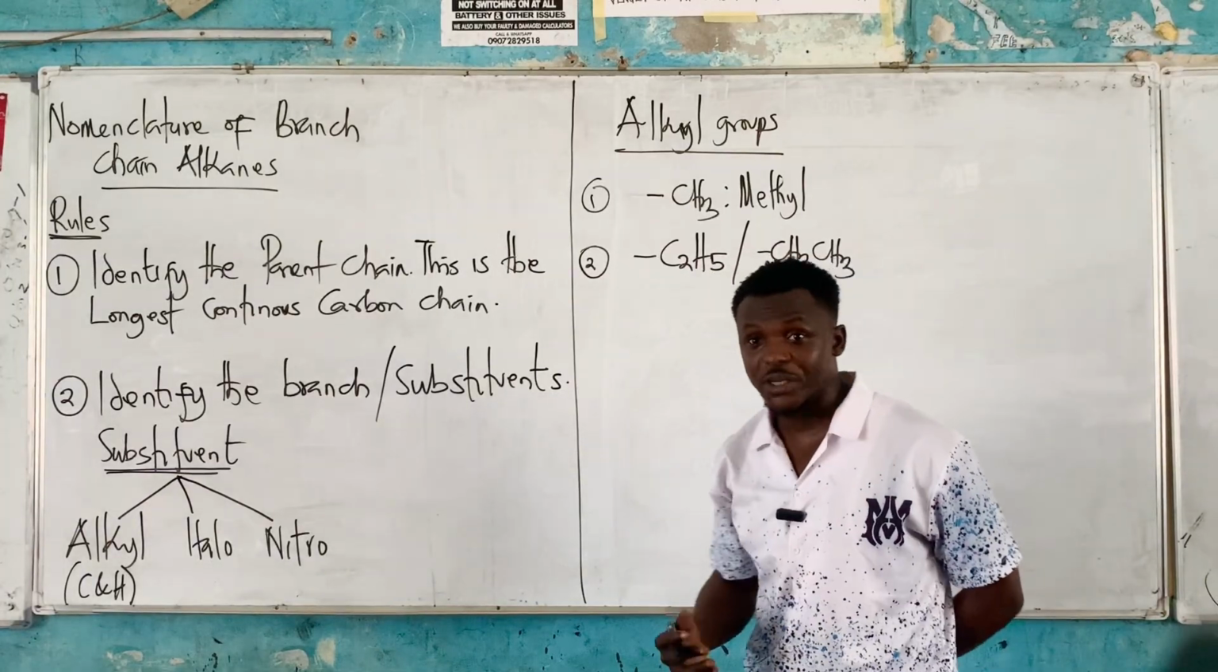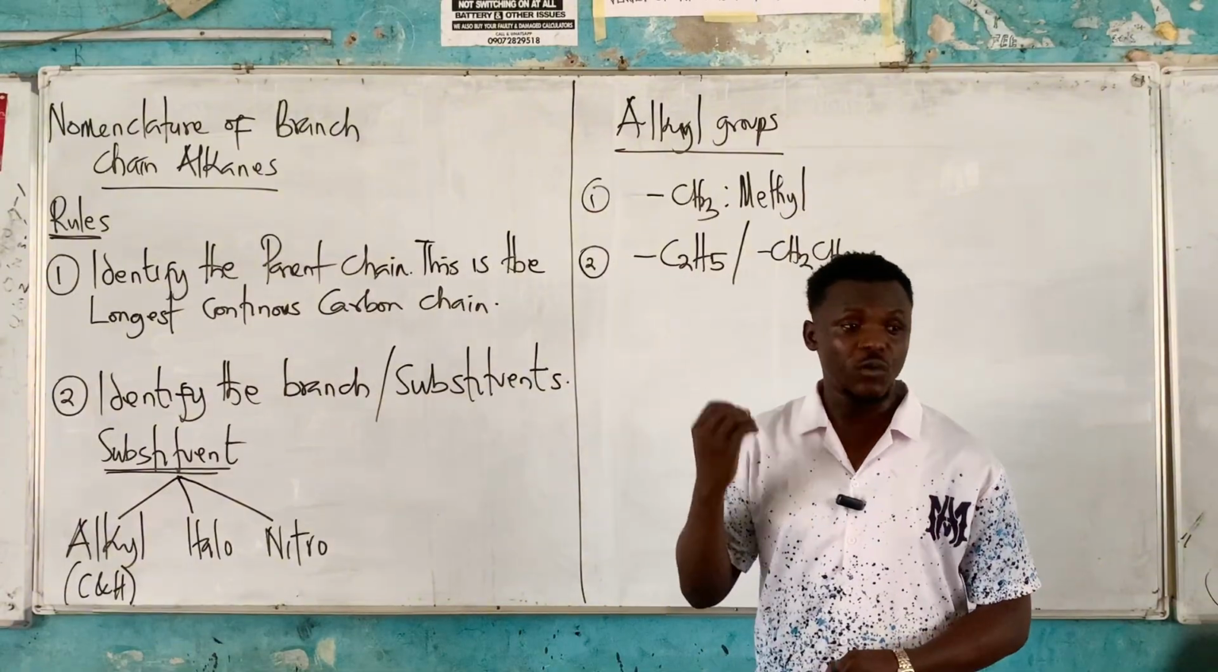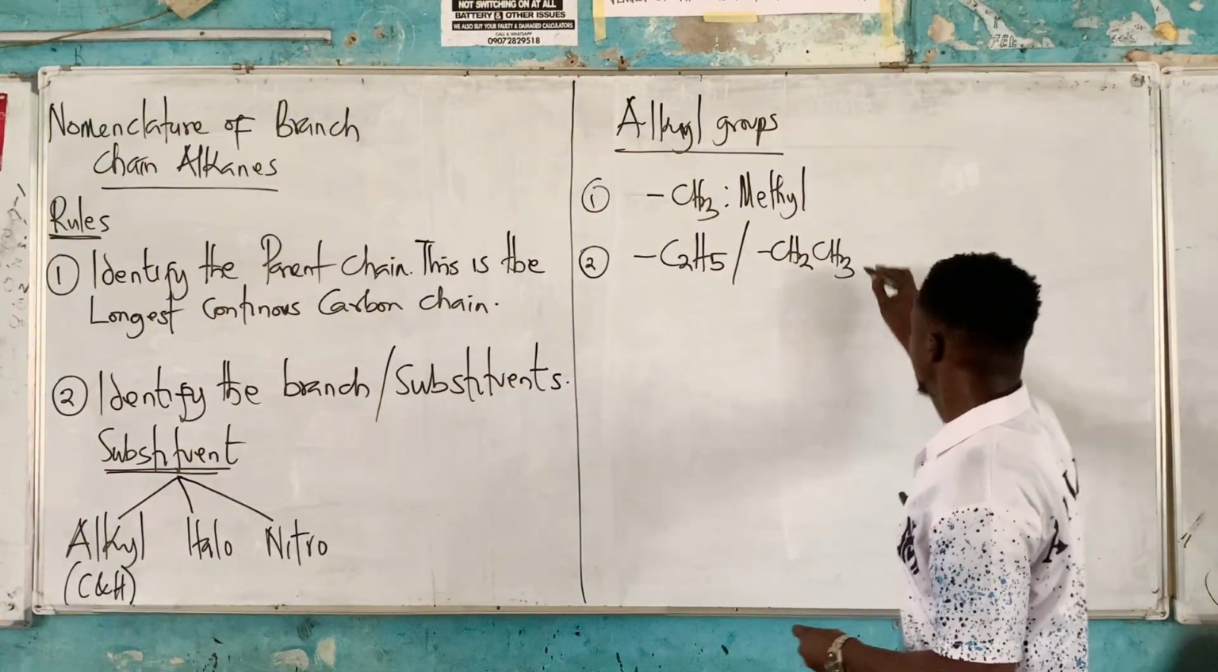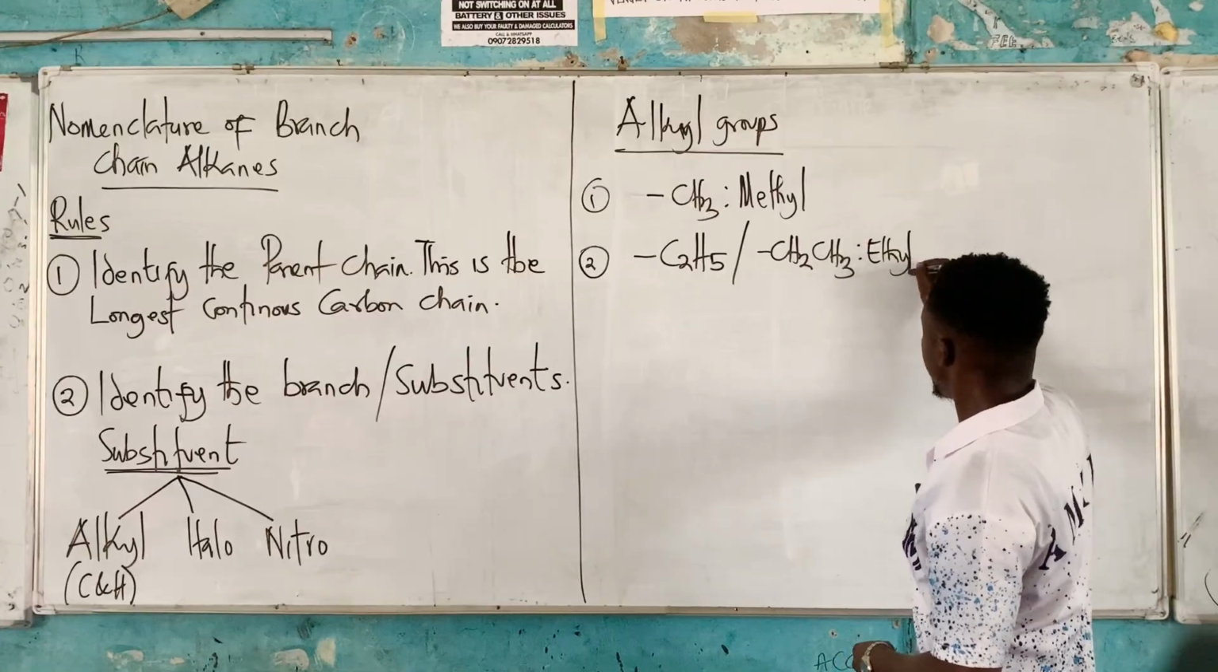Please, this dash you're seeing here is their point of attachment. They are substituents, so they are meant to be attached somewhere. So these lines you're seeing is their point of what? Attachment. So this is ethyl.